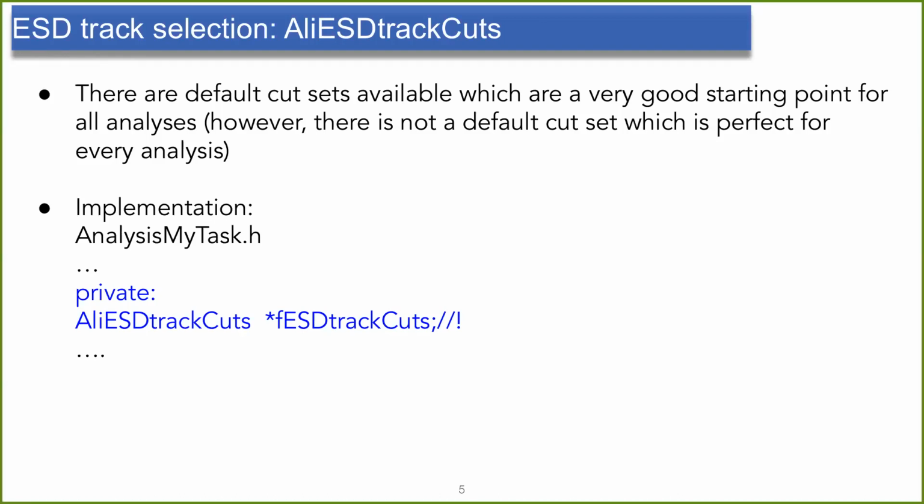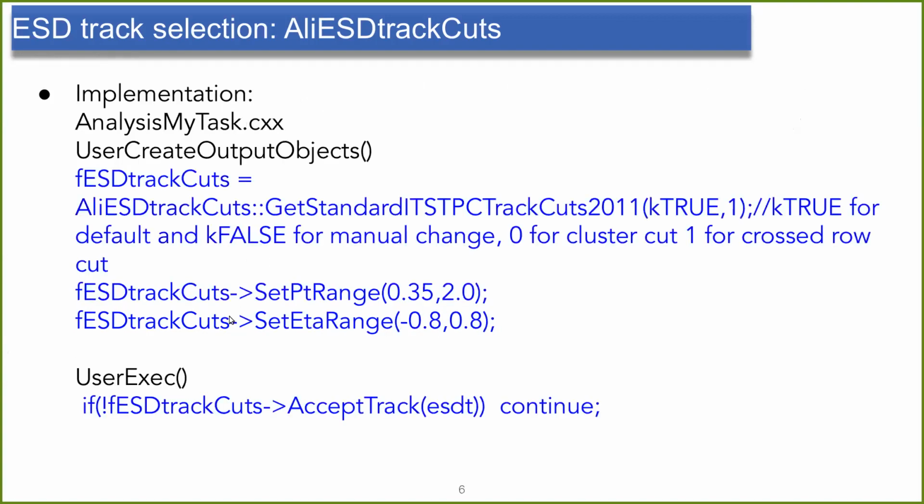Now, how to implement this cut? First one needs to get a pointer for this, that is, define an object of the AliESDtrackCuts class. One can do it in our header file, which is the AliAnalysisTaskMyTask.h. You can directly define it as a private member. Then one needs to implement this cut in the AliAnalysisTaskMyTask.cxx, where we generally write our analysis task.